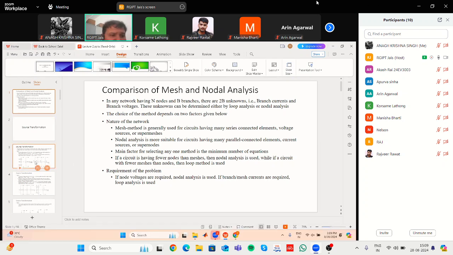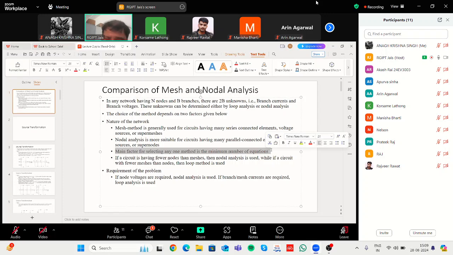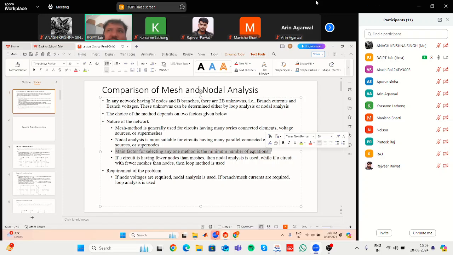If you remember, if there are more parallel connected elements, then you apply nodal analysis. If you don't do that, it's also fine. The main factor in selection is the number of equations. The idea is that you get the minimum number of equations and minimum number of unknowns, so that your calculations become easier.